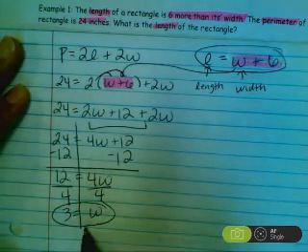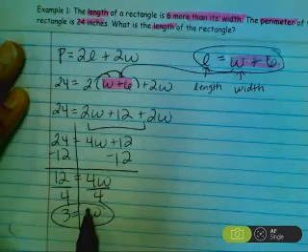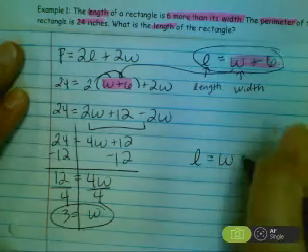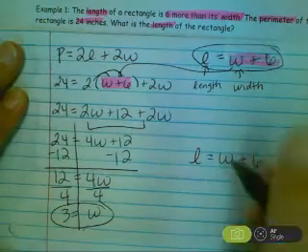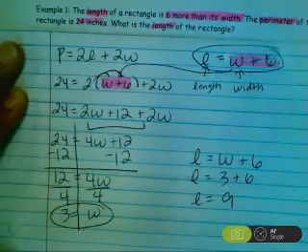Now, I just found my width, but my original question is asking for my length. So once I know what my width is, I have to put it into my substitution statement up at the top. I know my width is 3, so therefore my length has to be 9.